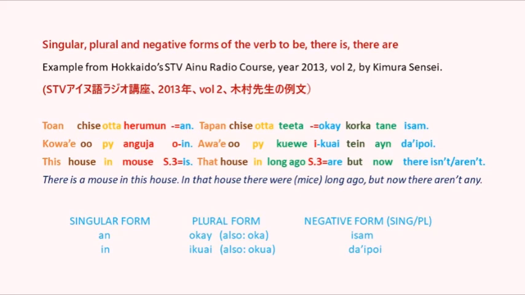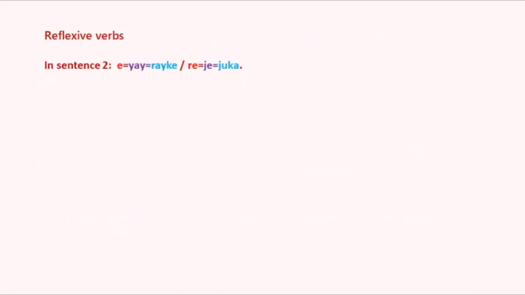It's remarkable that both languages have 3 different forms, and how similar the singular and the plural forms are. In Ainu, the plural form can be okai or oka, and in Guarani, it's ikwai, and there's also okwa as an auxiliary verb. An example is given in the PDF.